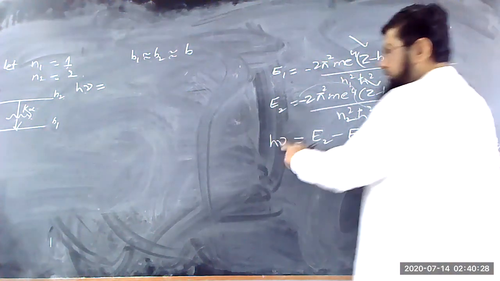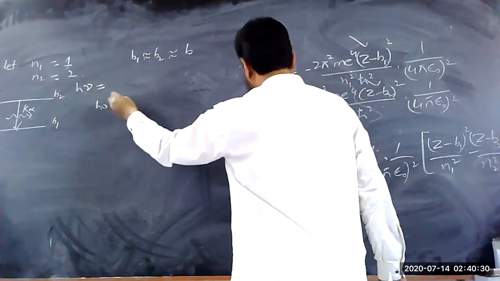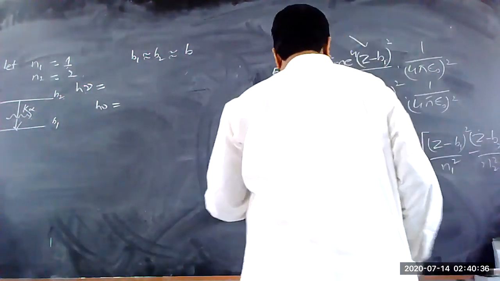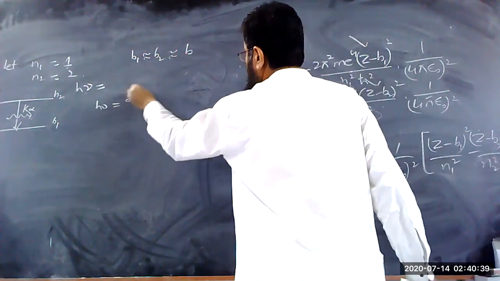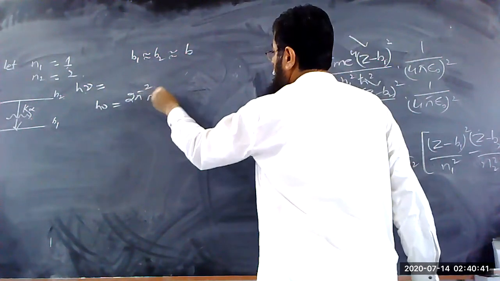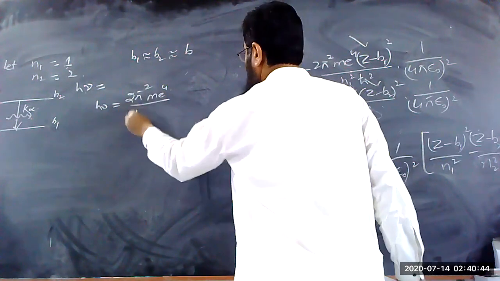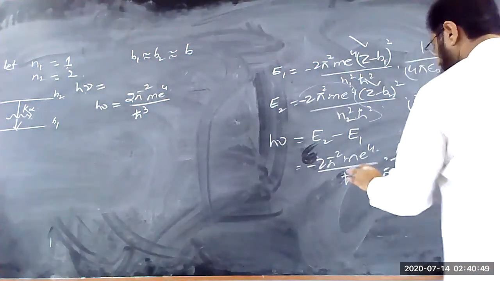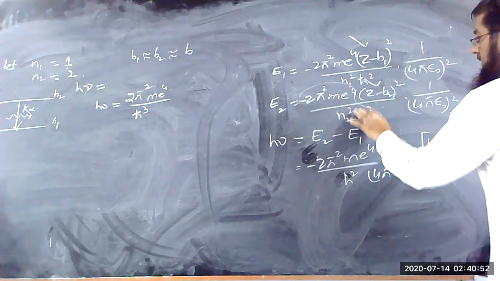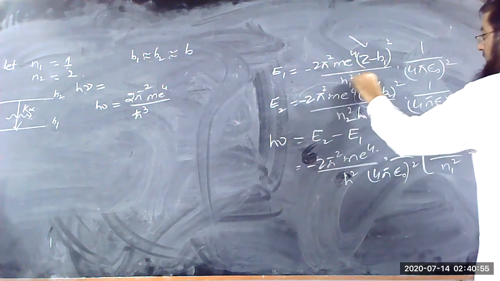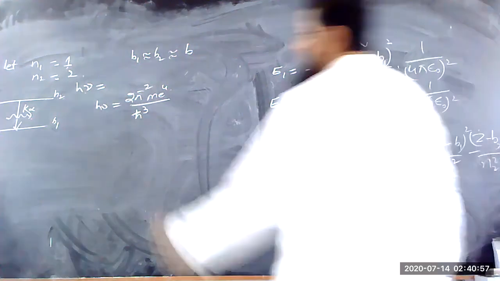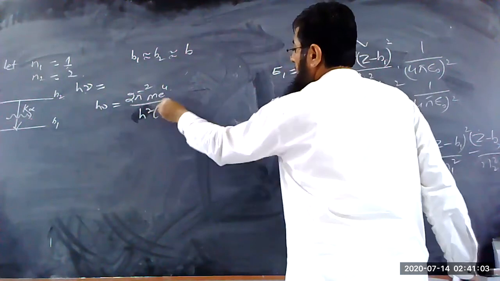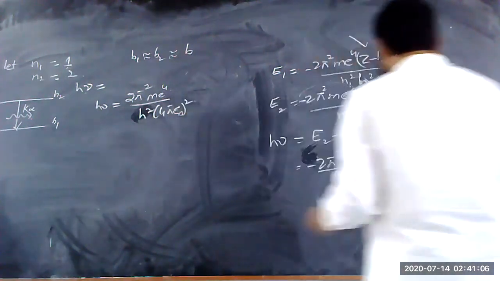So this h nu is equal to minus, if we multiply, it comes to the other side. So this becomes 2 pi square m e raised to power 4 upon h cube. This is h, this is not h cut. This is h cube, this is not h bar. This is h square into 4 pi epsilon naught whole square.